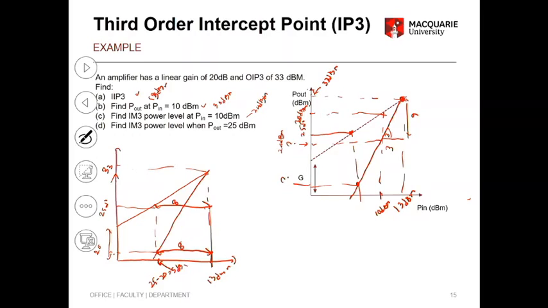So the gradient of that is 3. Okay? So if that's 3, so this has to be 24. Okay? If that's 24, this is 33, right? 33 minus 24 is this power level, because this is just a gap. Is that clear? Or not clear?